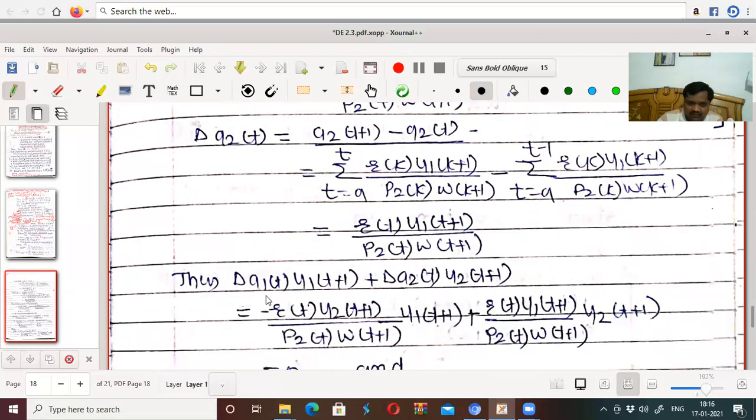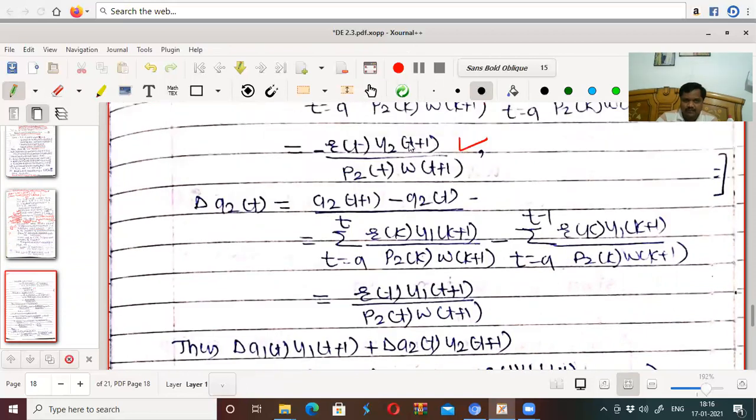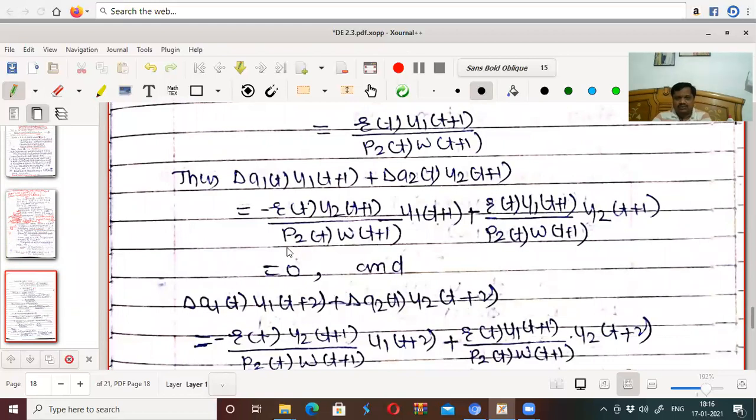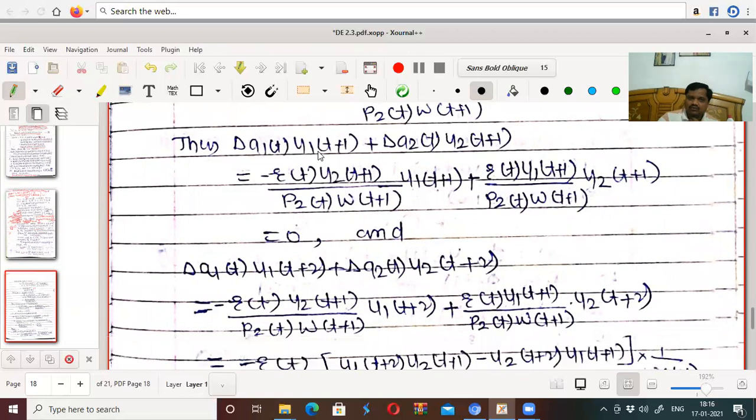Thus delta a1t u1t plus 1 plus delta a2t u2t plus 1 becomes, so multiplying the first one by u1t plus 1 and the second by u2t plus 1, we get minus rt u2t plus 1 upon p2t w of t plus 1 u1t plus 1 plus this one. Then both terms cancel, which is equal to 0. So delta a1t u1t plus 1 plus delta a2t u2t plus 1 equal to 0. That means u1, u2 satisfy that condition.